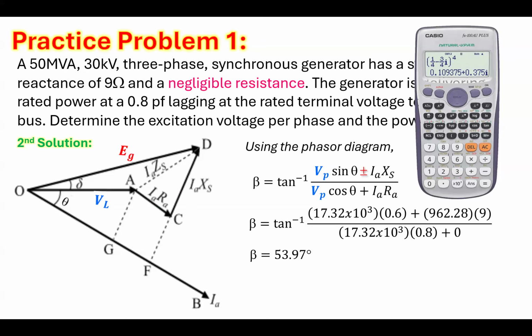To get the torque angle or the power angle, we simply subtract theta from beta. So that is 53.97 degrees minus 36.87, which is equal to 17.1 degrees. This is the same as our previous solution.